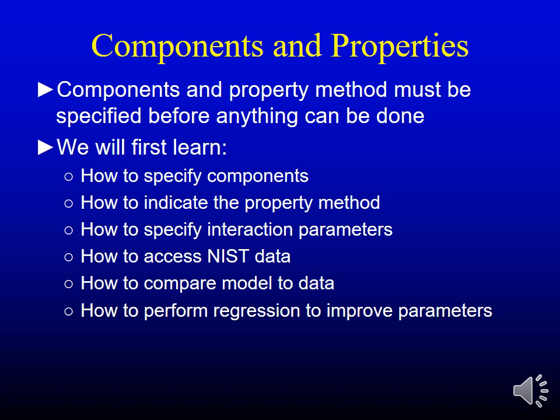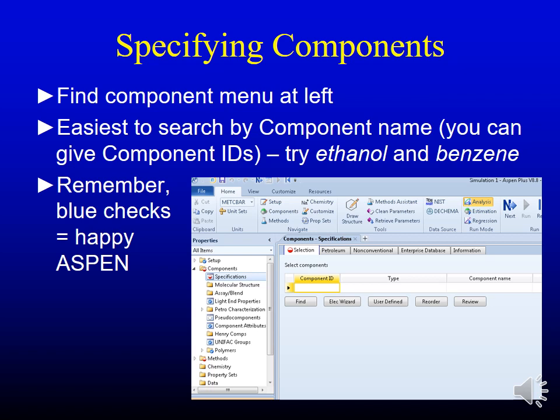calculations. So what we're going to learn in this presentation is how to specify your components, how to indicate the property method you're using, how to specify interaction parameters which go into the property method, how to access the NIST database, how to compare models to data, and how to perform regression to get new parameters or improved parameters.